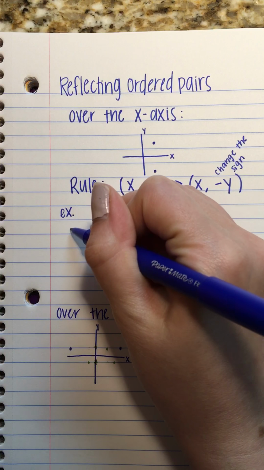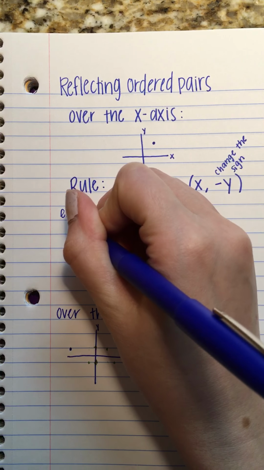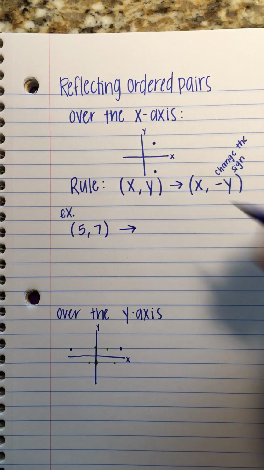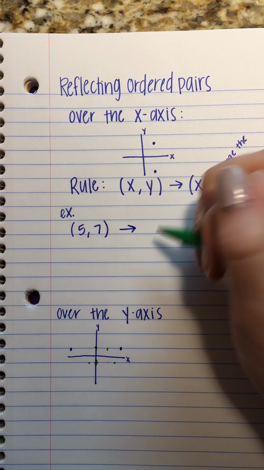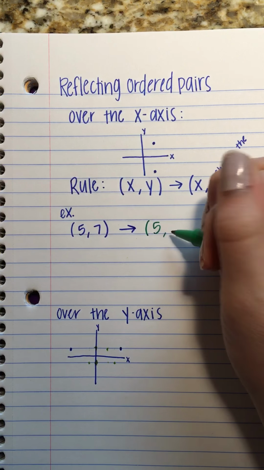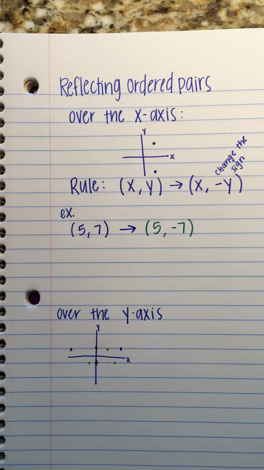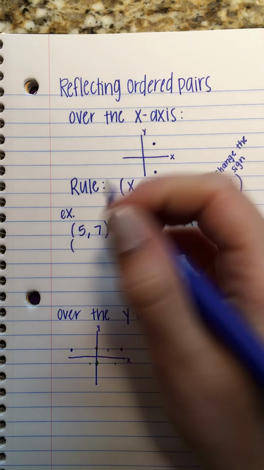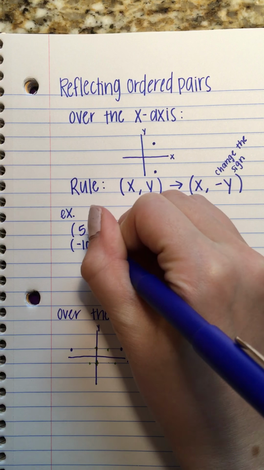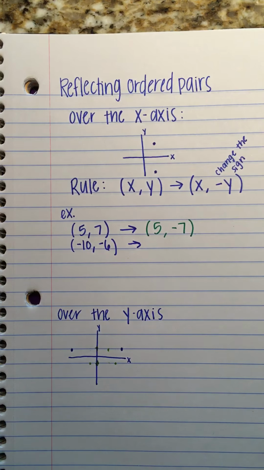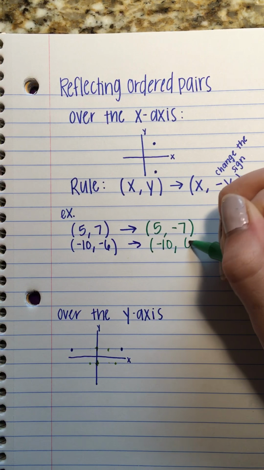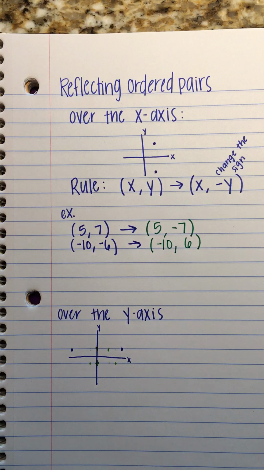So for example, let's say you start with 5, 7, and you reflect over the x-axis. I'm going to switch colors. Keep your x, change the sign on your y. So I think this is probably the easiest thing we'll have done so far. Okay, let's do another one. Let's say we have -10, -6, and we reflect it over the x-axis. We are going to keep our x, change the sign on our y. Do you see how I'm doing that?